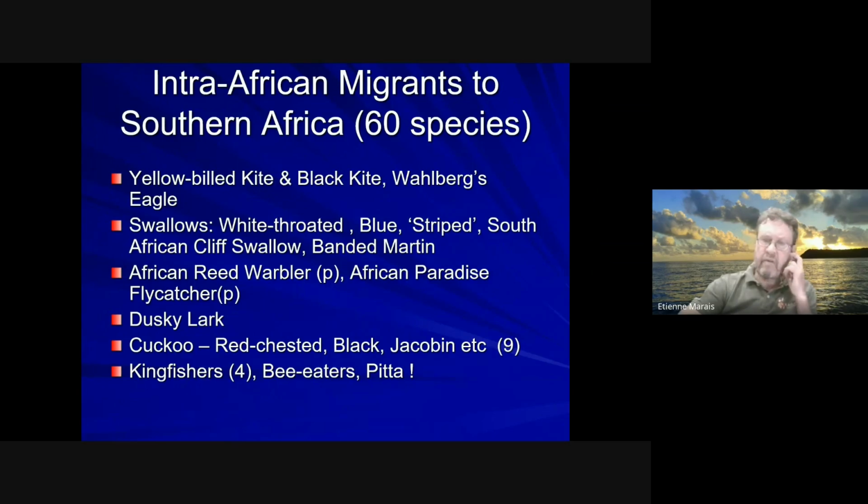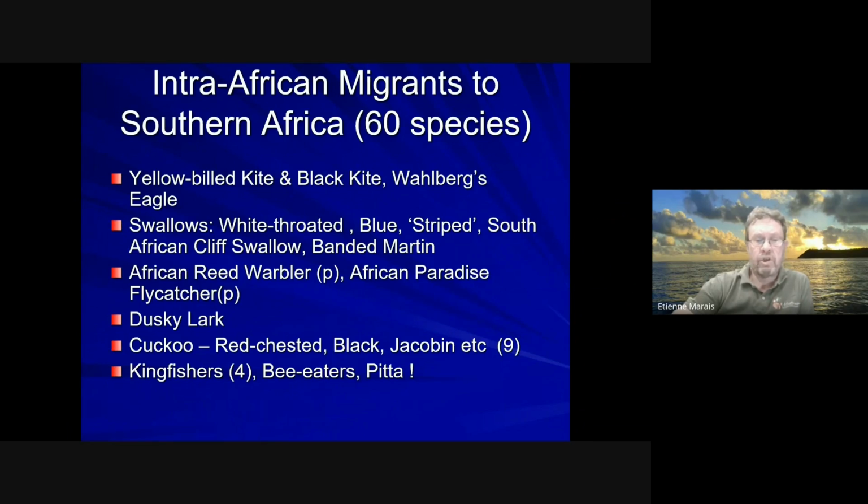Then we're talking intra-African migrants to southern Africa. We've got about 60 species, with things like yellow-billed and black kite. I still regard them as different forms, very different patterns. Yellow-billed breeds here, and black kite doesn't. Ayres's eagle, which is a breeding migrant. And then we have all the swallows, the reed warbler, African reed warbler, and I say P because it's a partial migrant. In some areas, they don't migrate as you go north in the region. In other areas, they do migrate. So your African paradise flycatchers on the far east coast, on the lowveld, and in Mozambique, often don't migrate. And in fact, you have some of those areas hosting paradise flycatchers from further west and south.